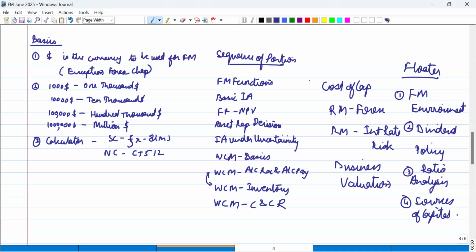FM environment and dividend policy are pure theory chapters, right? FM function is a pure theory chapter. Sources of capital is also a pure theory chapter. So theory chapters generally I keep as floater chapters, but the sequence of the main chapters is fixed. These floater chapters can be done at any time, right? This is the sequence of the portion. Are you okay with it? Any problem? Tell me.